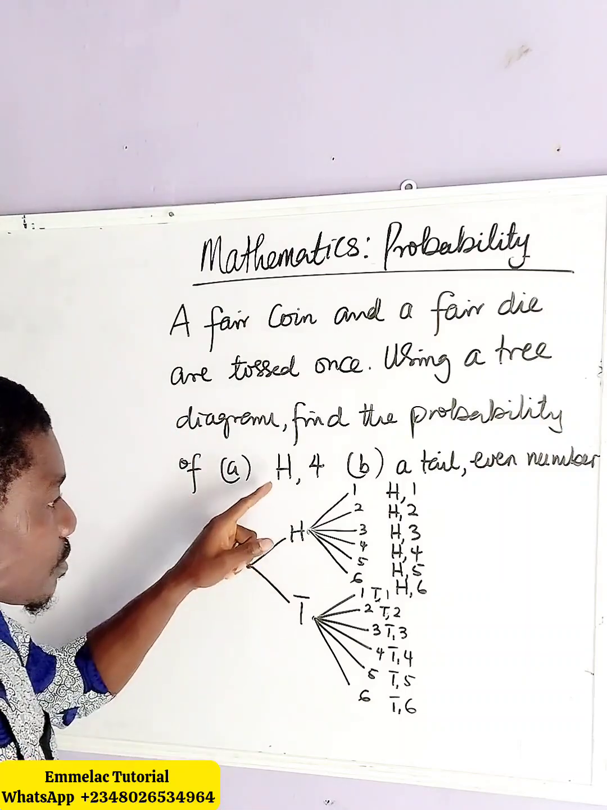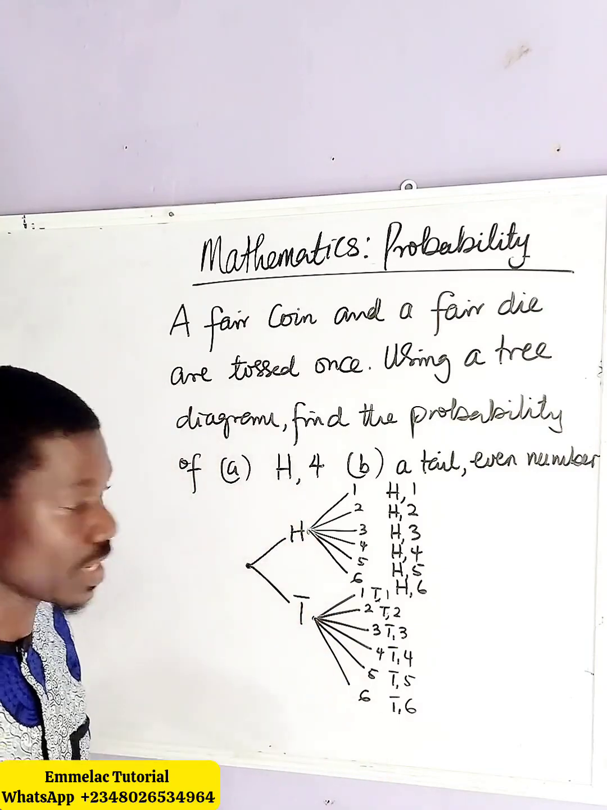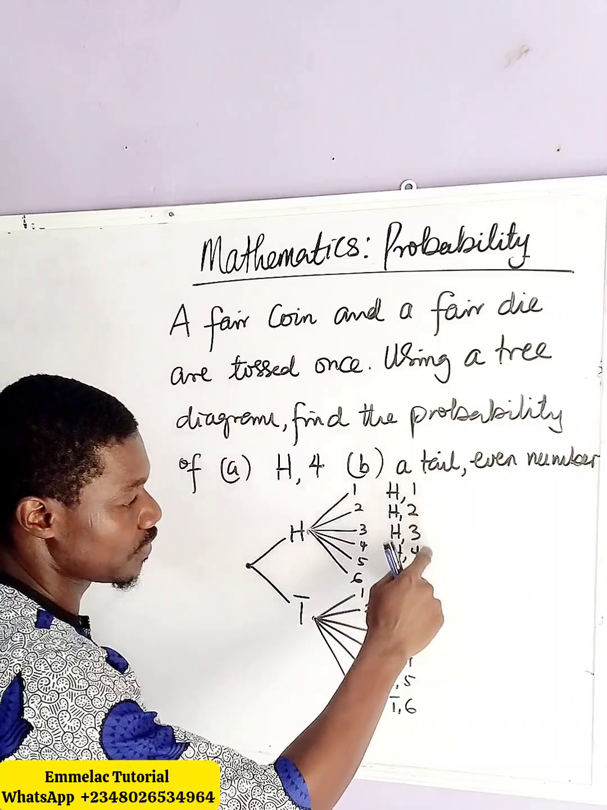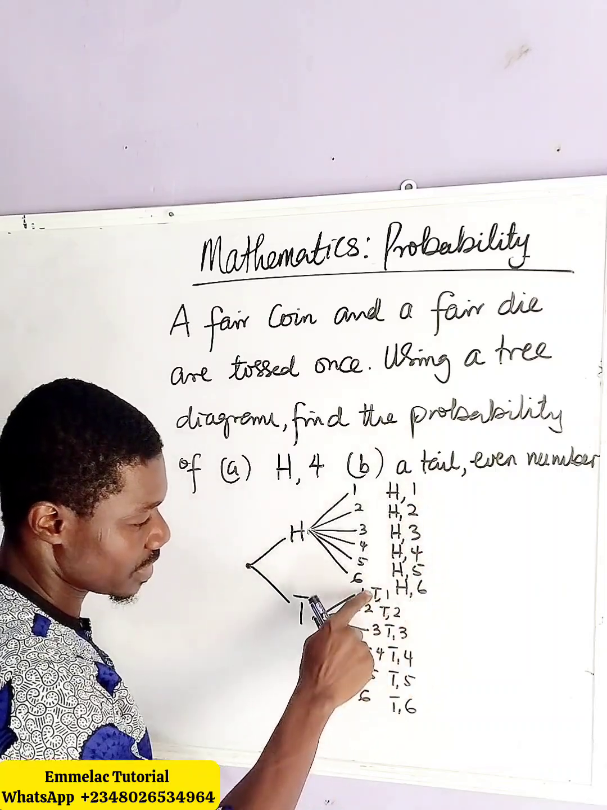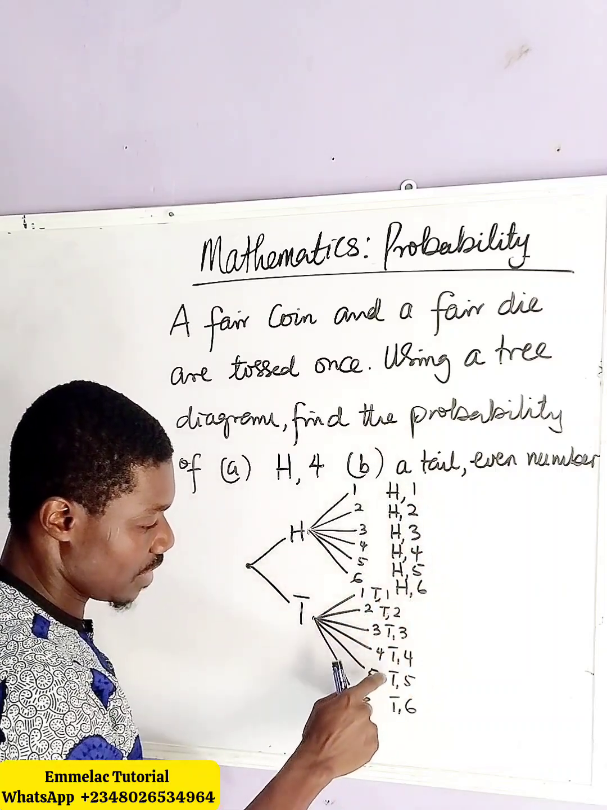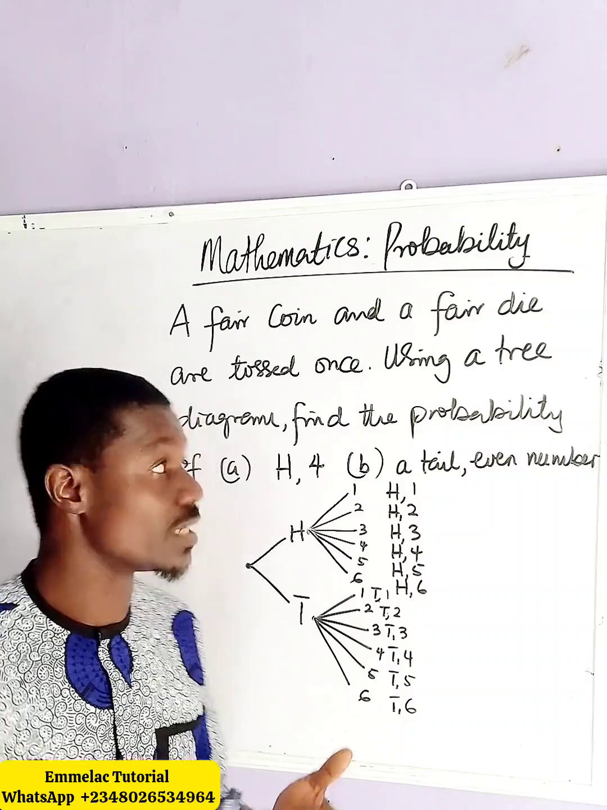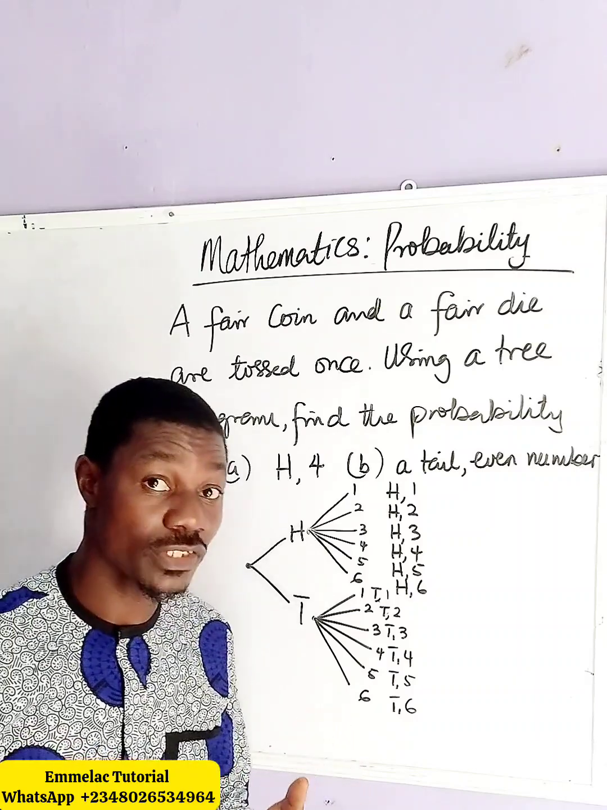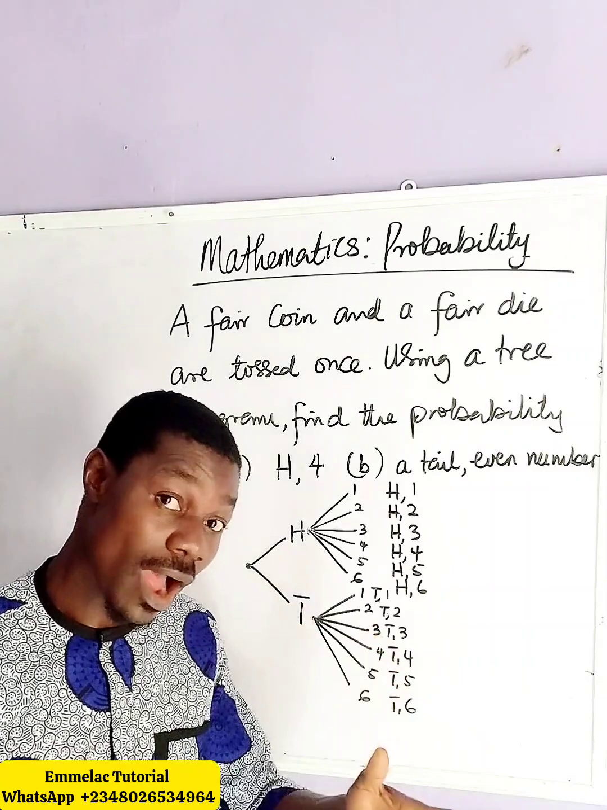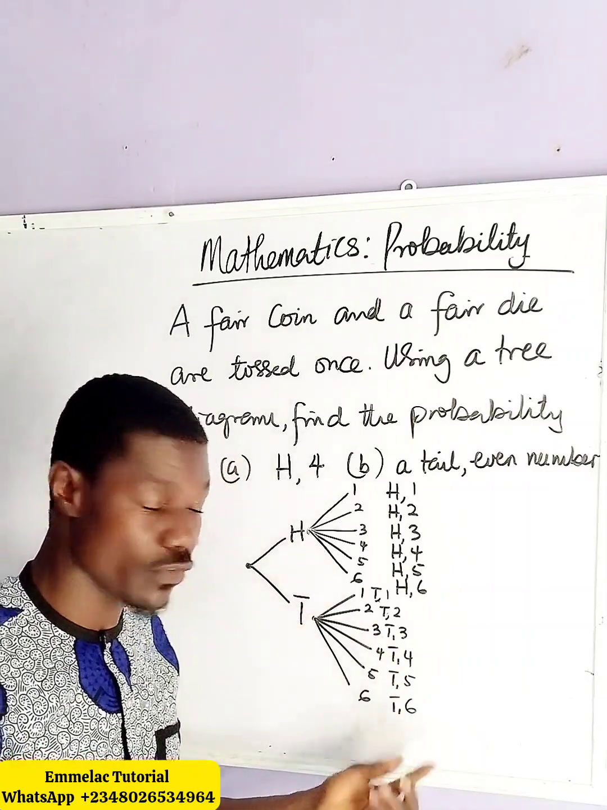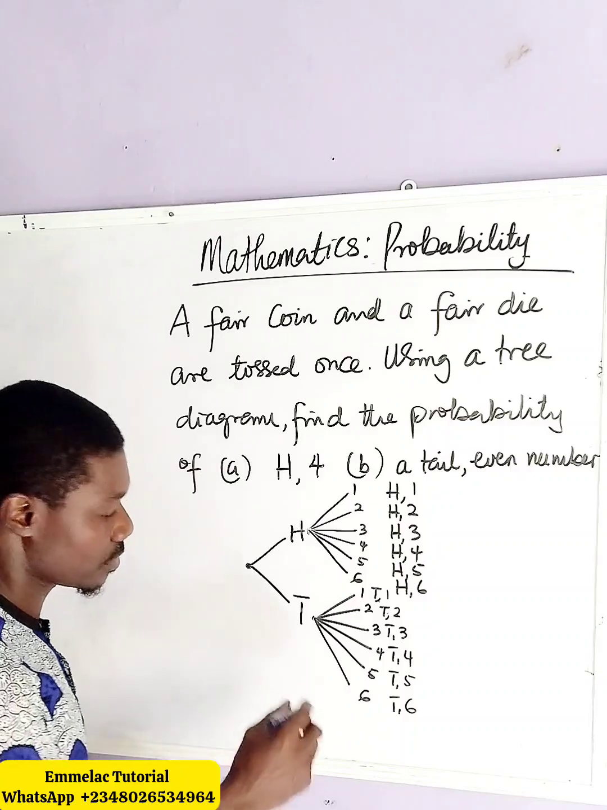Okay, so what is now the total outcome here? You have 1, 2, 3, 4, 5, 6, 7, 8, 9, 10, 11, 12. So when a fair die and a fair coin is thrown once, the total outcome is what? 12. So let us just write that down.